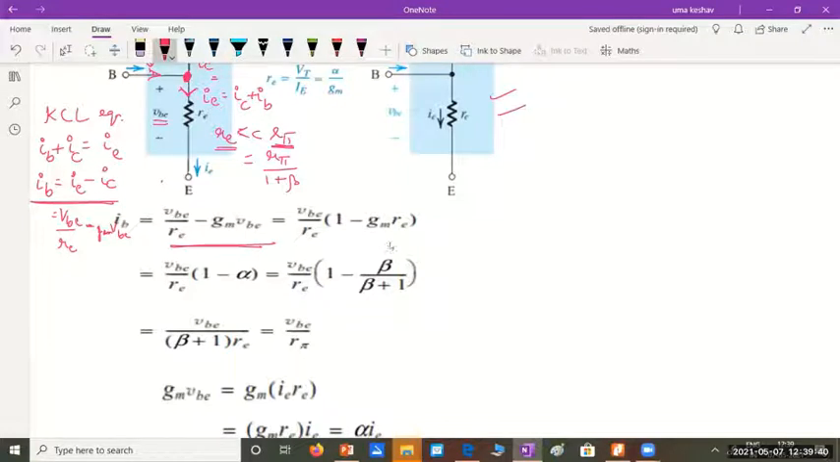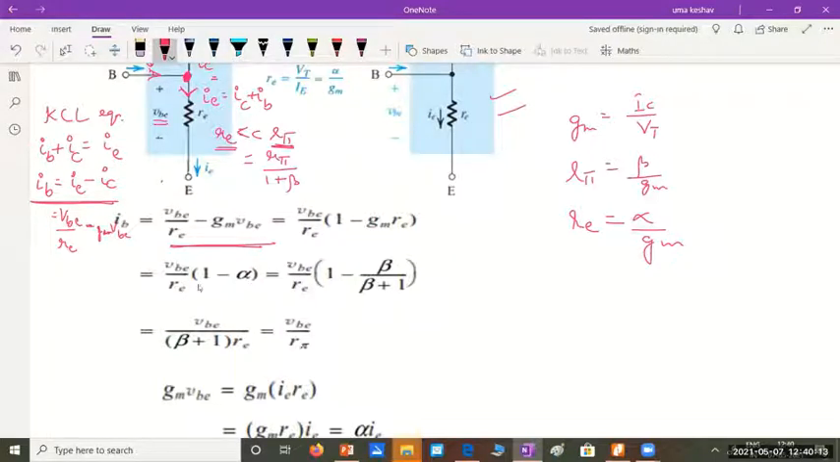You can easily check the IE and RE derivation. You know GM into RE is alpha, or if you remember, RE is alpha by GM. Please remember all these relations. So GM RE is alpha. R pi is beta by GM. GM R pi is beta. Remember all this. And GM is IC by VT. We know all this.